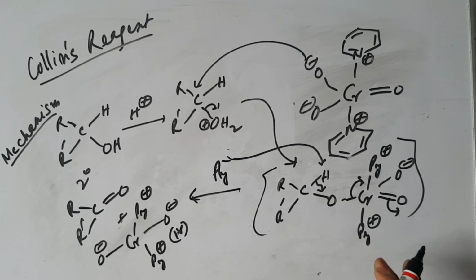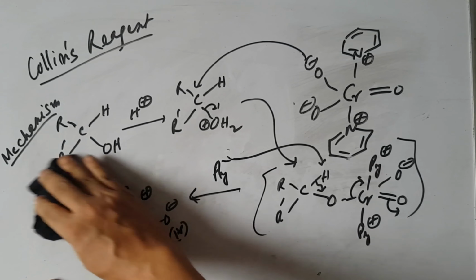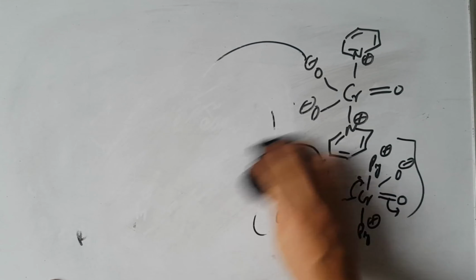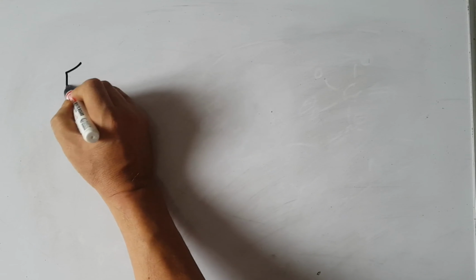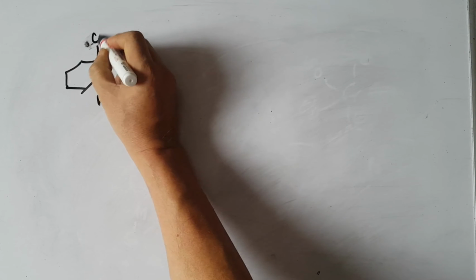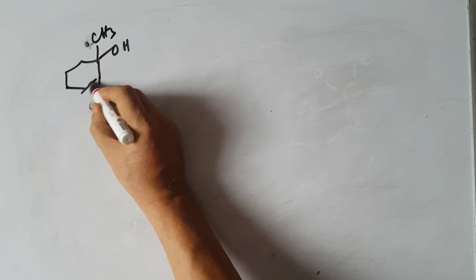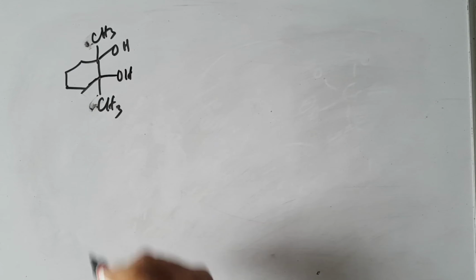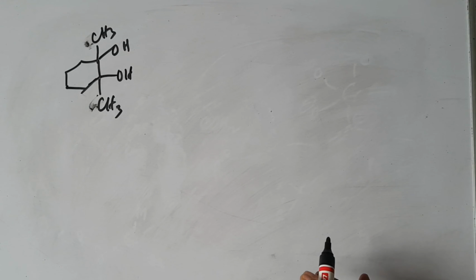Collins reagent is very famous in organic synthesis, generally for the oxidation of secondary alcohols to ketones. I'm repeating again that primary alcohols can be oxidized to aldehydes, and secondary alcohols can be oxidized to ketones. But tertiary alcohols are generally not oxidized, though cyclic ones can be oxidized. For example, take this type of structure with hydrogen here and some CH3 substituents here. These are tertiary alcohols, tertiary types.